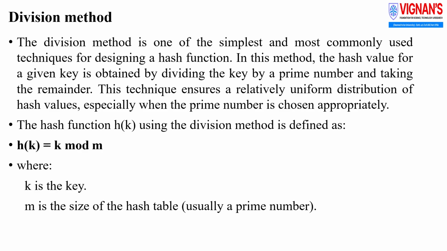is chosen carefully. The hash function using the division method is defined as h(k) = k mod m. Here, k represents the key, and m represents the size of the hash table, which is usually a prime number.